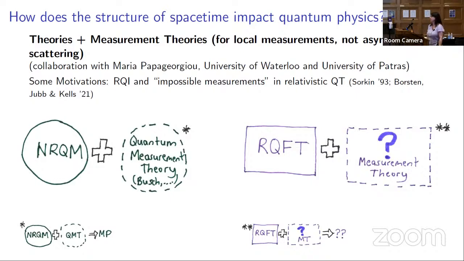So then the question that I'm posing is, we have various versions of relativistic quantum field theory, bracket that complication for the moment. What is the analog of quantum measurement theory for non-relativistic quantum mechanics that fits with relativistic quantum field theory? So that is, if we're doing local measurements on quantum fields, what is the measurement theory like for that scenario?